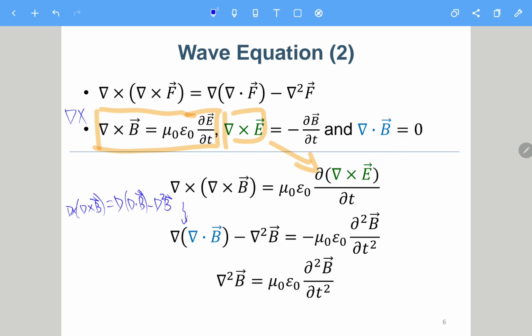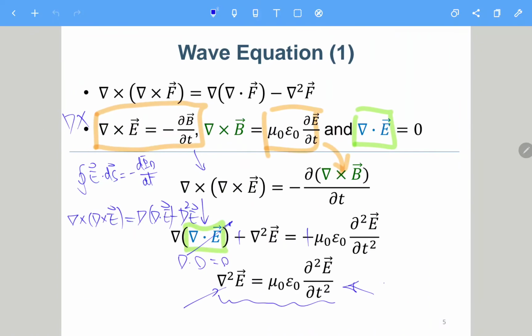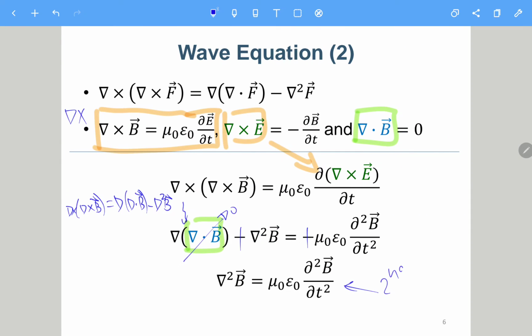And similarly, we have divergence of B equals 0. So this is 0, and it turns out that this term is 0. In that case, similarly, we have a negative sign, so we have plus. So it finally looks like the Laplacian of B equals mu naught epsilon naught times the second partial derivative of B with respect to time. So this is the second wave equation, and this is the first wave equation. And this is the second wave equation with respect to the B field.